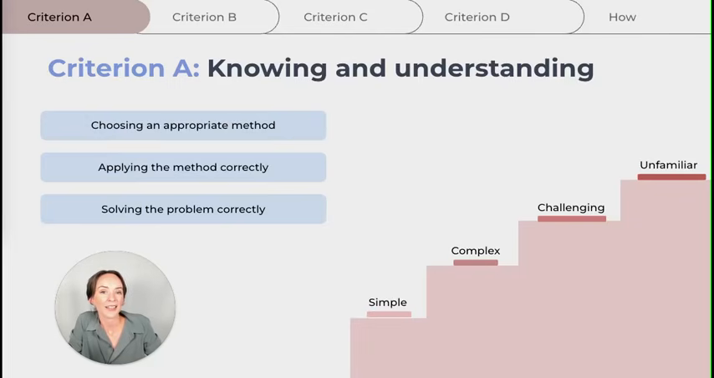First up, criterion A, which focuses on knowing and understanding. It assesses how well students grasp mathematical concepts and apply their knowledge to solve problems. The 3 strands that students are assessed on specifically are choosing an appropriate method, applying this method correctly, and solving the problem correctly. Problems increase in difficulty throughout the assessment, so students have an opportunity to select and apply mathematical strategies to simple, complex, challenging, and unfamiliar problems.